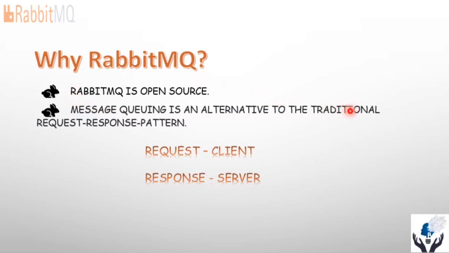RabbitMQ is a replacement of the traditional request-response pattern. Here, the request is from the client and the response is from the server, denoted in the respective terms.